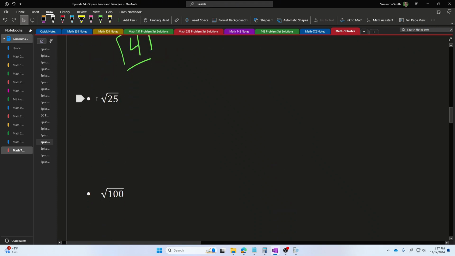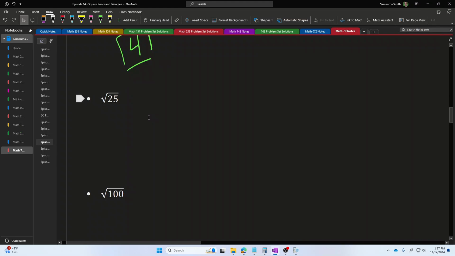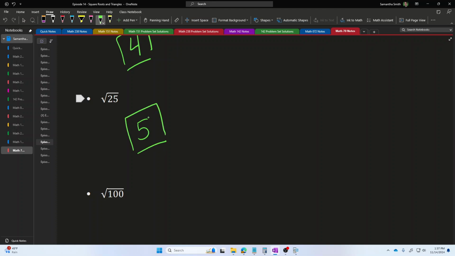I could say, what is the square root of 25? So looking in the table, what number becomes 25 when you multiply it by itself? 5 times 5 becomes 25. Therefore, the square root of 25 is that original 5.